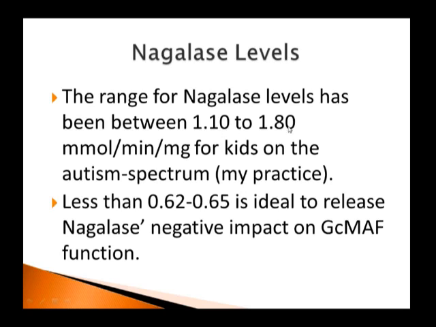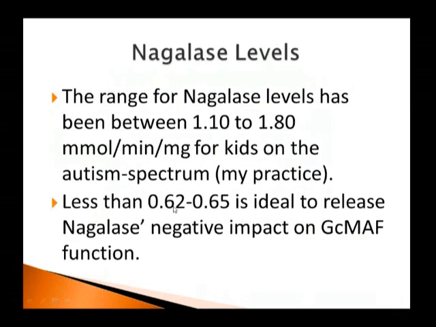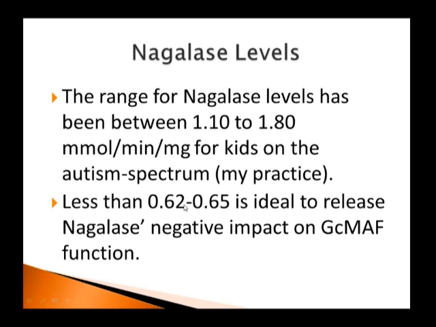The range of 1.10 to 1.80 is typical in my practice. That's where most of the kids are falling. The recommendation for GCMAF therapy is to attempt to get the levels down to less than 0.62. You know, 0.62 to 0.65 would be great, but below 0.62 would be ideal. And at that level, it's felt that the nagalase is then released from its negative impact on GCMAF function. If you go back and look at the lab range they're talking about, 0.95, that doesn't appear to be enough. The general feeling is you've got to get the levels down around 0.62.